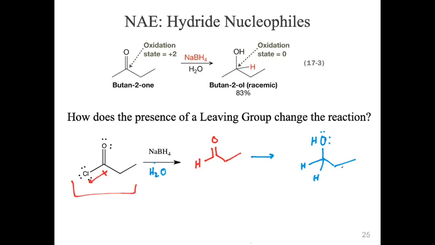Okay. But what happens if I change the acid chloride to a different material? Like what? What if I change it to an ester? Is that going to change the reactivity? Yes. Well, the acid chloride versus the ester are drastically different things. So yeah, that could very much change the reactivity. Okay? How does it change the reactivity?